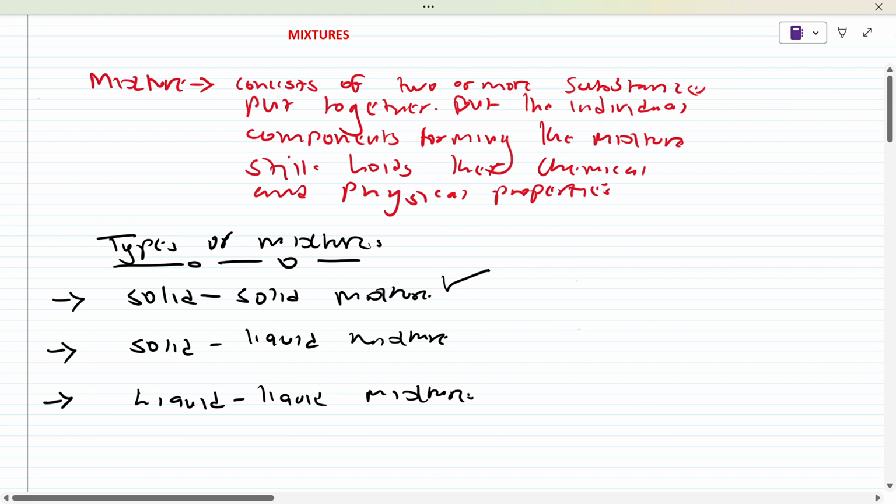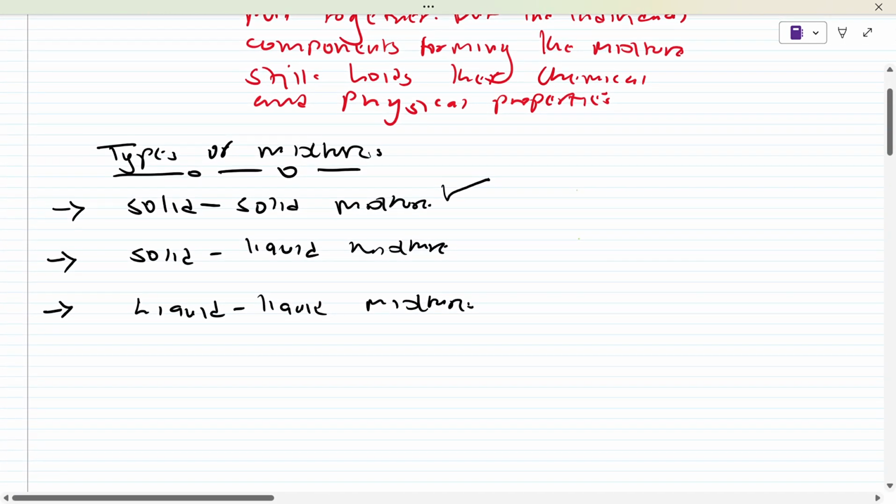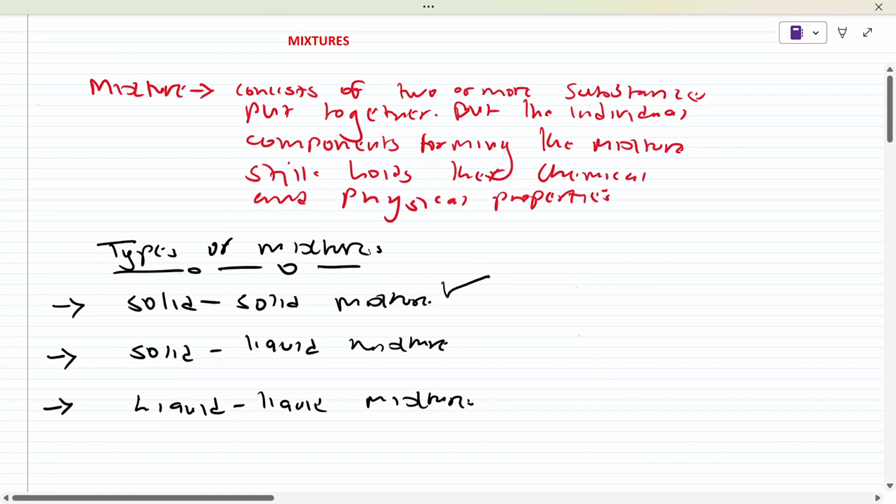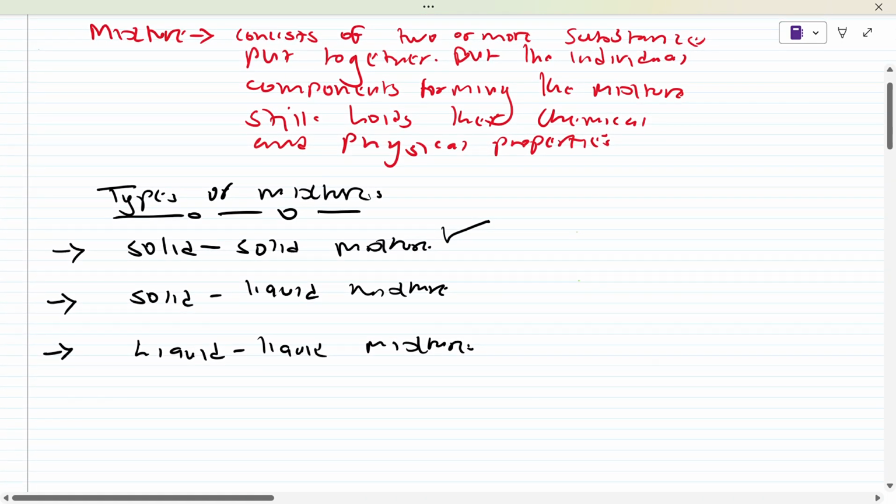Hello everyone, and this marks the last bit of our mixtures, as I said before. I had defined mixtures. Types of mixtures were three: solid mixtures, solid liquid mixtures, and liquid mixtures. So we had handled this. We had handled that, and now the key thing that I want us to handle is under liquid mixtures.